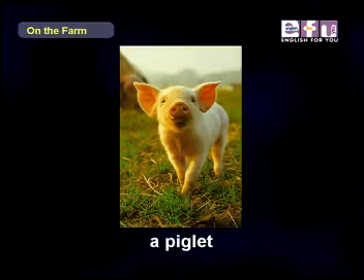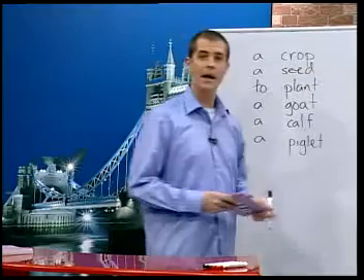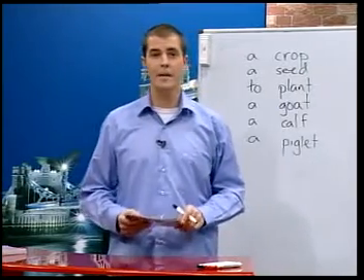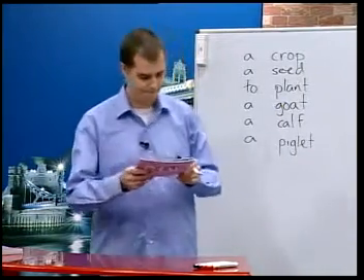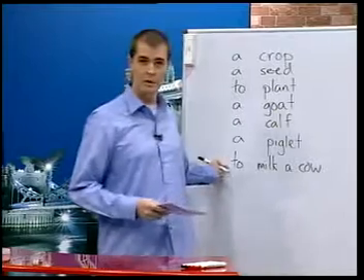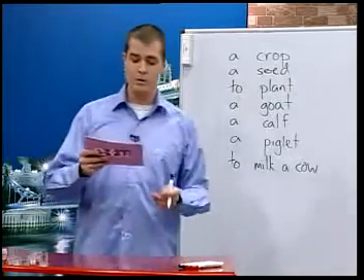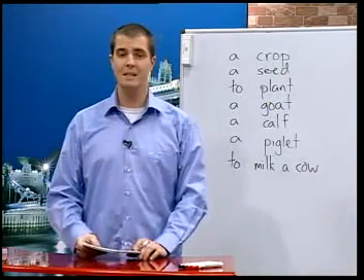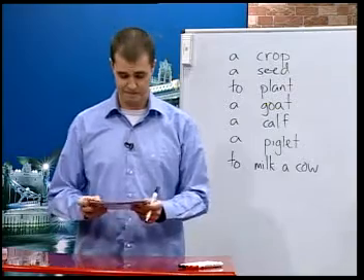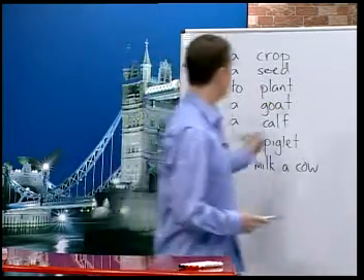A piglet. Well, maybe you can guess. A piglet is a baby pig. To milk a cow. To milk a cow means to get milk from a cow by pumping its udders. Okay, we'll go over here for the next ones.